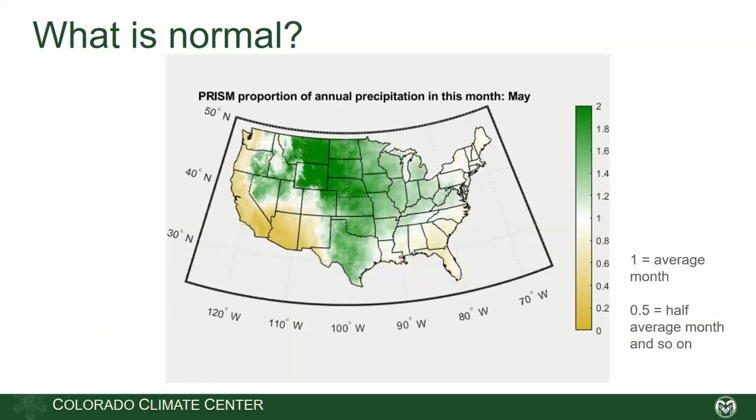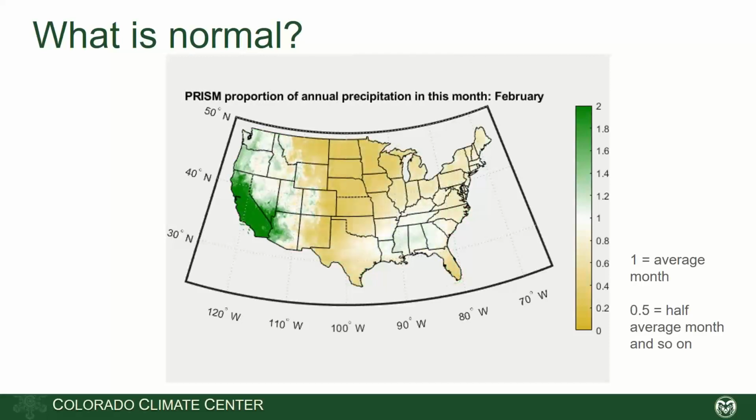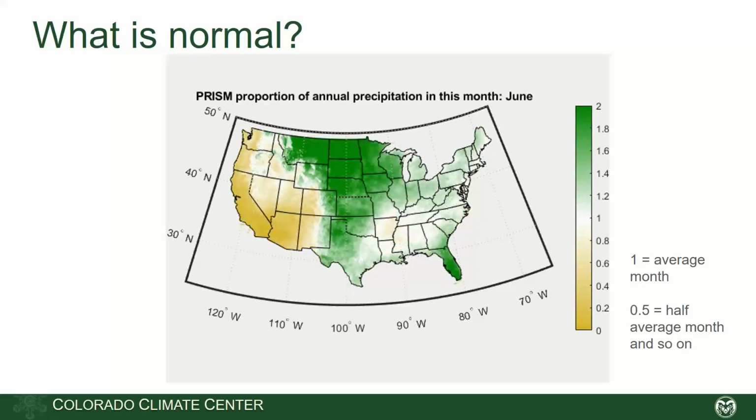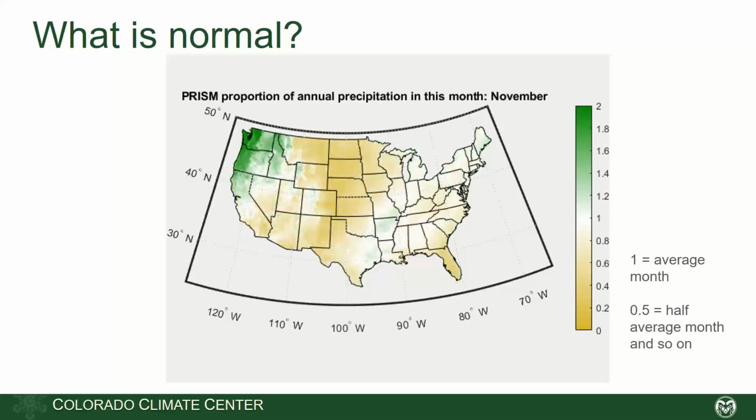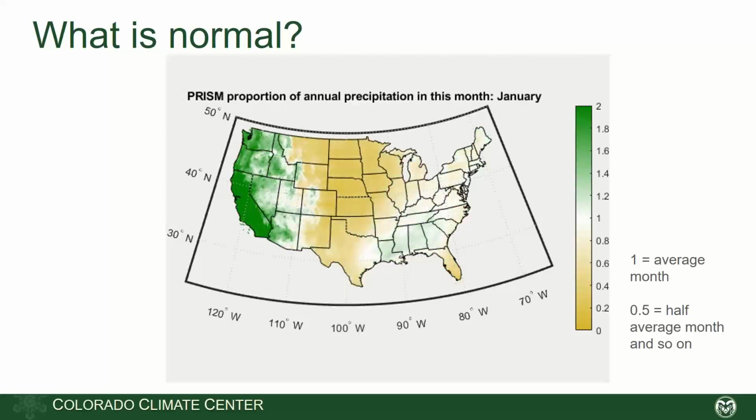All right, so we're going to talk a little bit in this webinar about departures from normal, percent of normal. This animation's a little fast, but I just wanted to bring it in to talk about what is normal. And my point here is really that for most of the central region, the winter is the dry season.